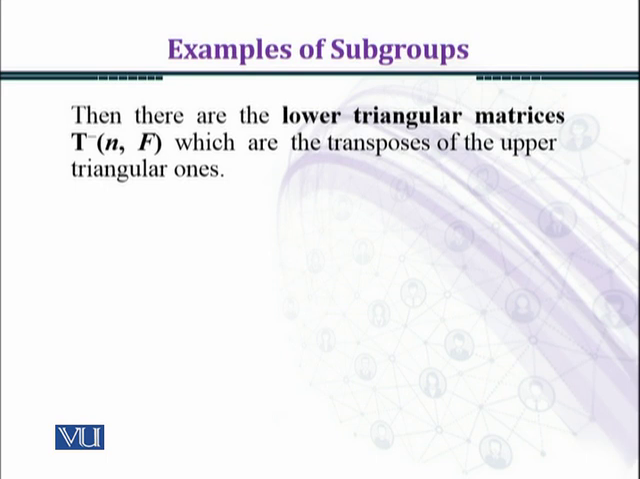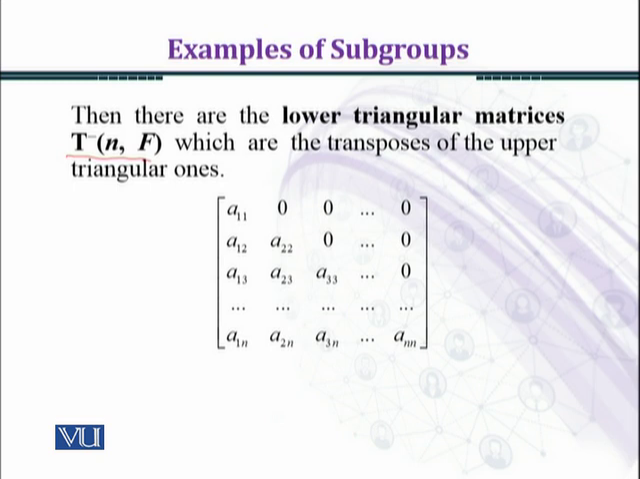Similarly, the lower triangular matrices, which are denoted by T_n^-(F), form a subgroup of GL_n(F) under matrix multiplication. The lower triangular matrices are denoted by this. You can see that here the entries aij can be non-zero or 0, but the entries above the main diagonal must be 0. Such a matrix is called a lower triangular matrix, and when we multiply two lower triangular matrices we get a lower triangular matrix, and the inverse of a lower triangular matrix is a lower triangular matrix. In this manner we can say that T_n^-(F) is a subgroup of GL_n(F).